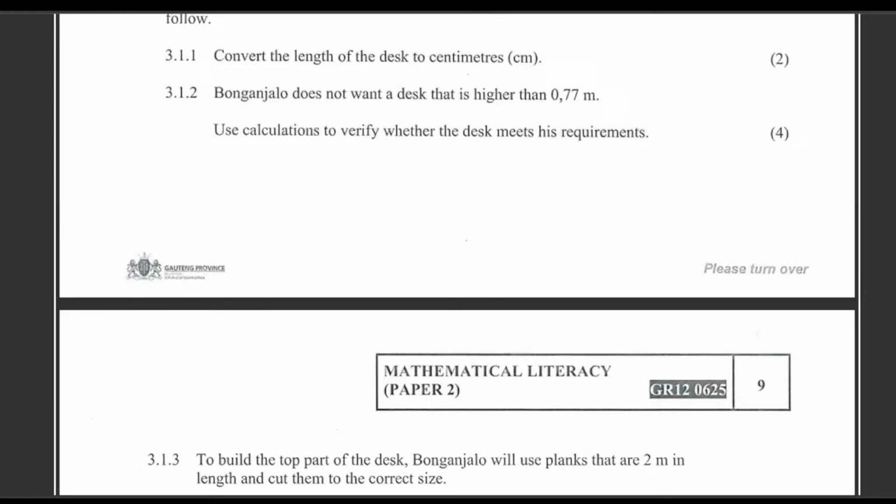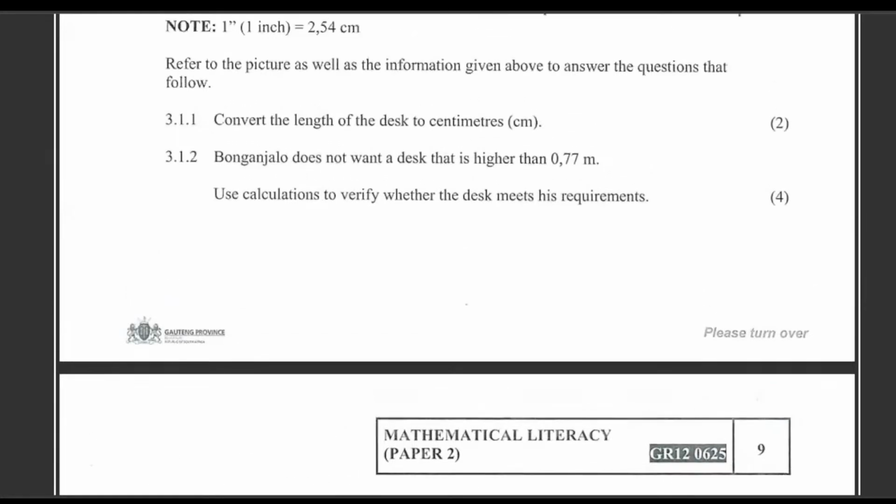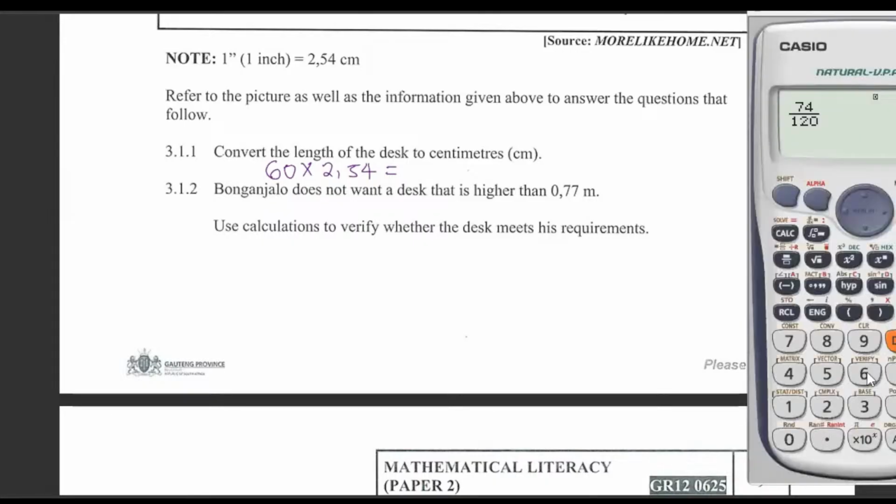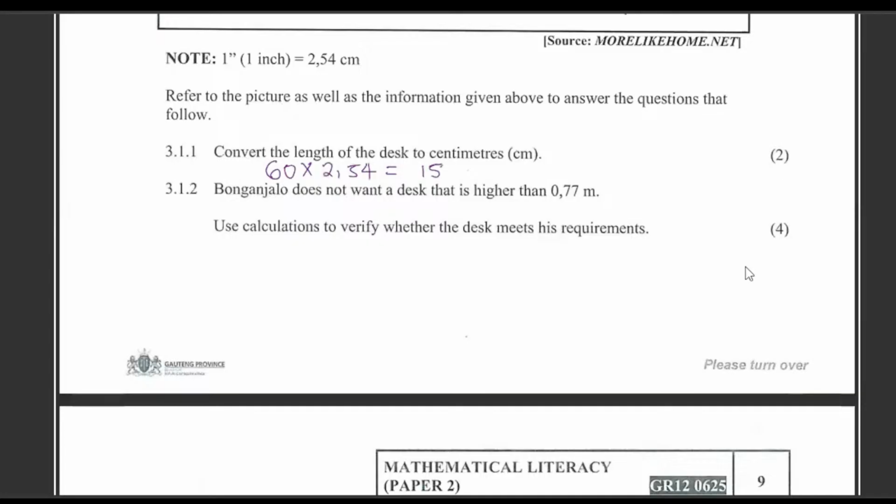centimeters. So what we're going to do, they have already told you, if you have 1 inch, you have 2,54 centimeters. So for us, we have 60. So it's going to be 60 times 2,54. We have our answer as 152,4. These are centimeters.